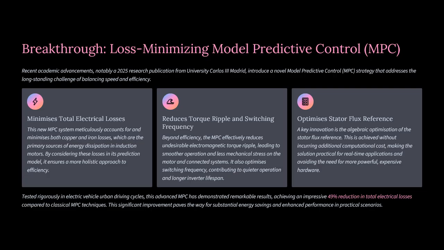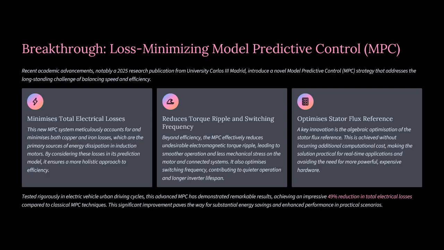induction motors, by considering these losses in predictions, ensuring a holistic approach to efficiency. Reduced torque ripple and switching frequency: beyond efficiency, the undesired electromagnetic torque ripple is reduced, leading to smoother operation and less mechanical stress. Optimizing stator flux reference.